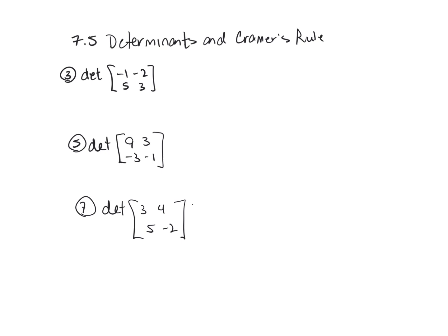7.5, determinants and Cramer's rule. The very first section, they want us to find the determinant of 2 by 2s. Just keep in mind when you want to find the determinant, it has to be a square matrix. So the very first section is 2 by 2s.